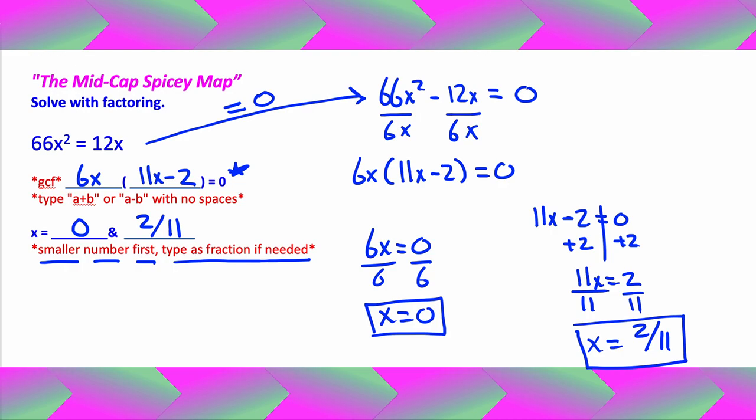All right, cool. That's about it, friends. Make sure you factor out your GCF. Set your GCF equal to 0, set your factored binomial equal to 0, and then one or two steps away to your answers. That's about it for the Mid Cap Spicey Map.